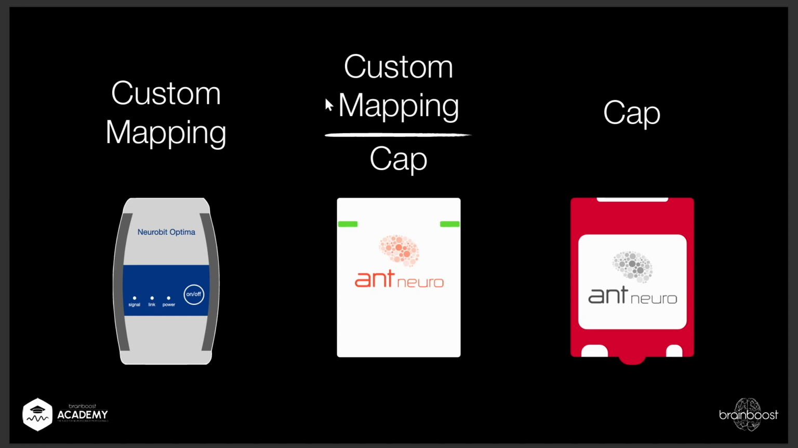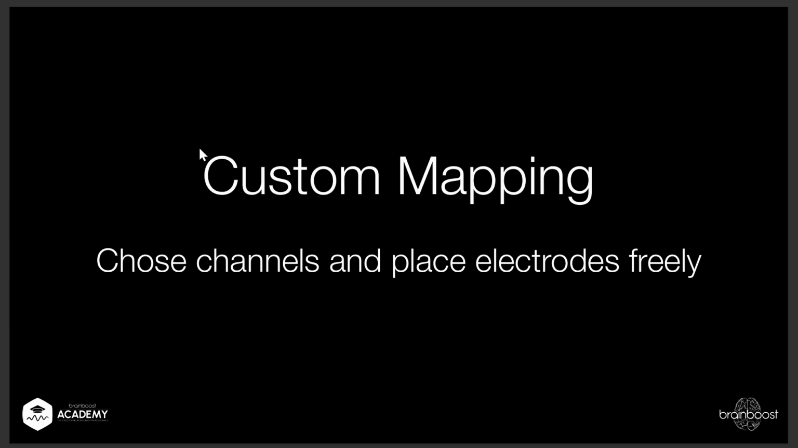With devices that have, for example, 8 channels, you can use a custom mapping, or you maybe have a cap that already has the electrodes installed, fixed in place. And if you have a 19 plus device, you will have caps that have all the electrodes in place already. You just apply it on your head and then just need to make sure there's a good signal. So this is what you need to be aware of, how to create a custom mapping.